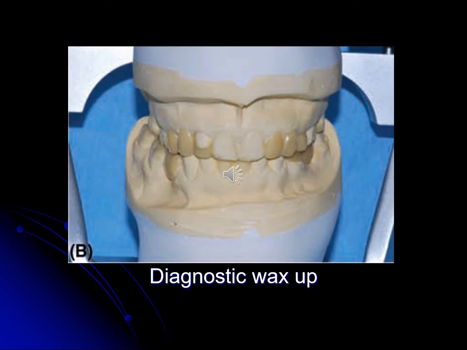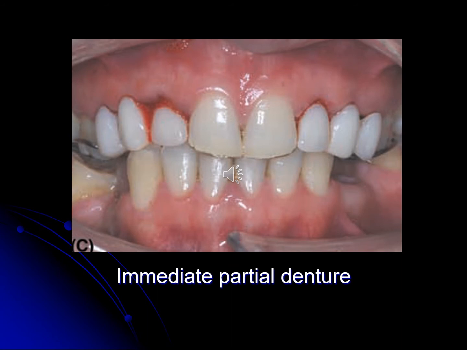We design the final prosthesis first. After that, we will see what are the options that can make us able to reach this final prosthesis. After we prepared the wax-up and chose our treatment plan steps, we prepared an immediate partial denture for two reasons. First, for the patient to see how his teeth will look after the final treatment, and for us as doctors to see the final prosthesis and its relationship with the adjacent teeth, the opposing teeth, etc.